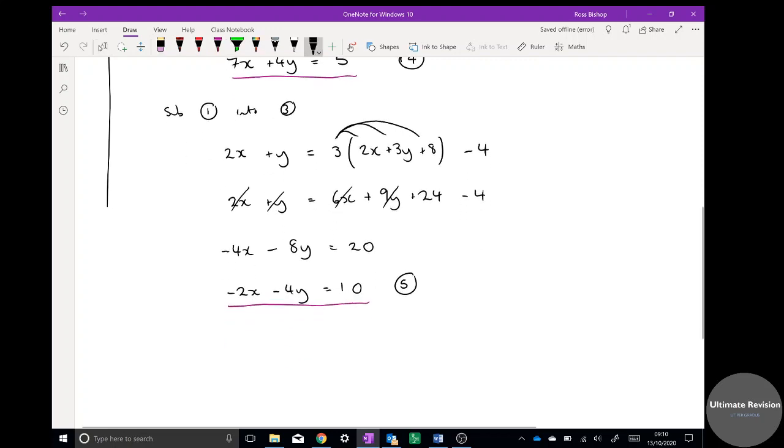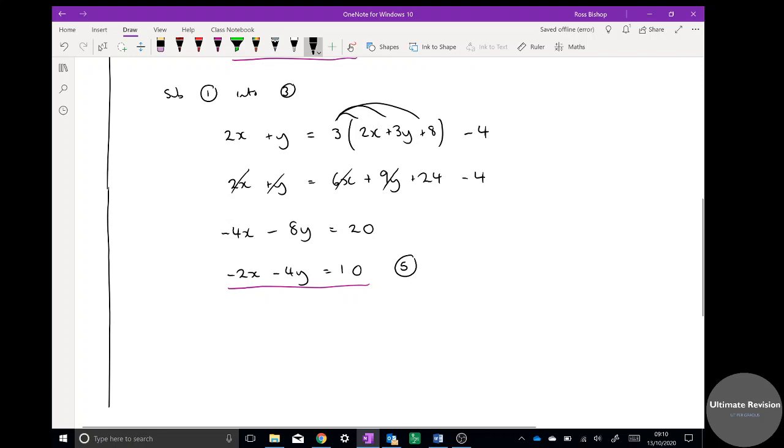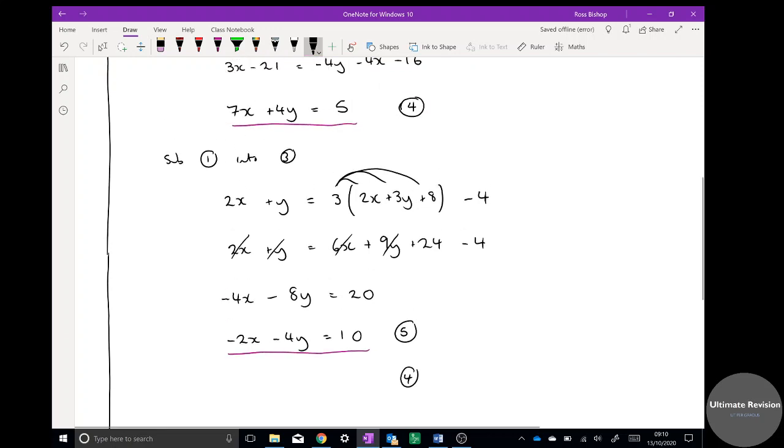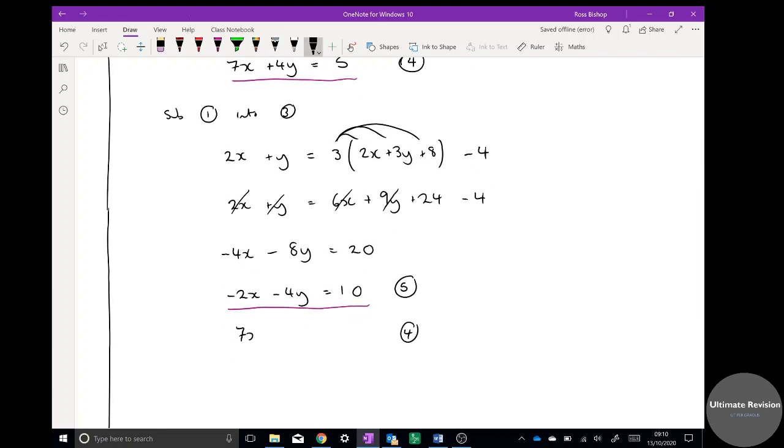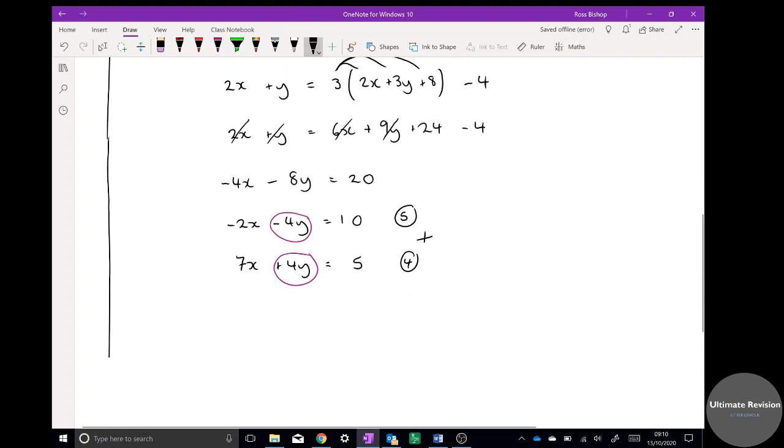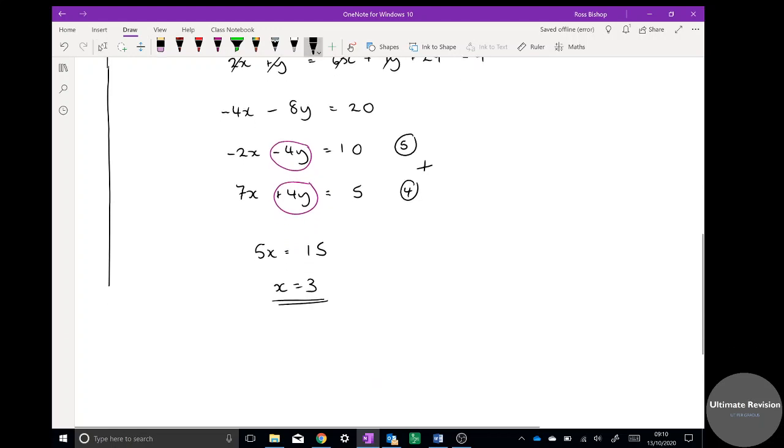So now I can do, as usual, what I normally do is just solve those normally. So I'm going to put equation 4 underneath it. And plus 4y equals 5. As you can see, the equations already have y's with a common value there. And because it's a different sign, I just need to add them. So I end up with 5x equals 15. X is going to equal 3. So I've got x straight away.